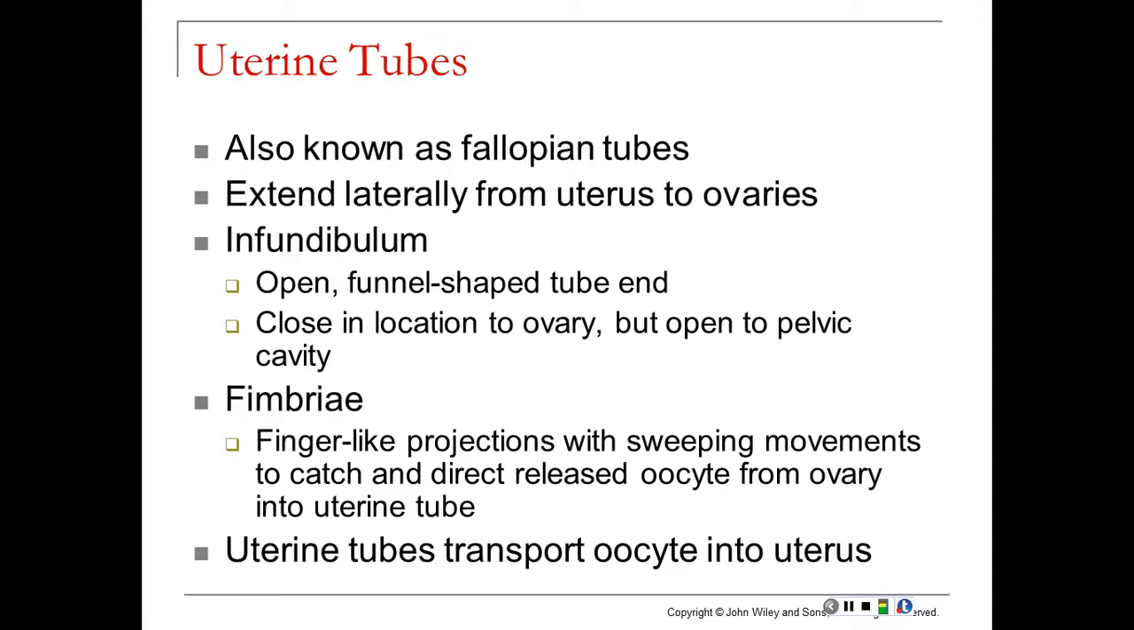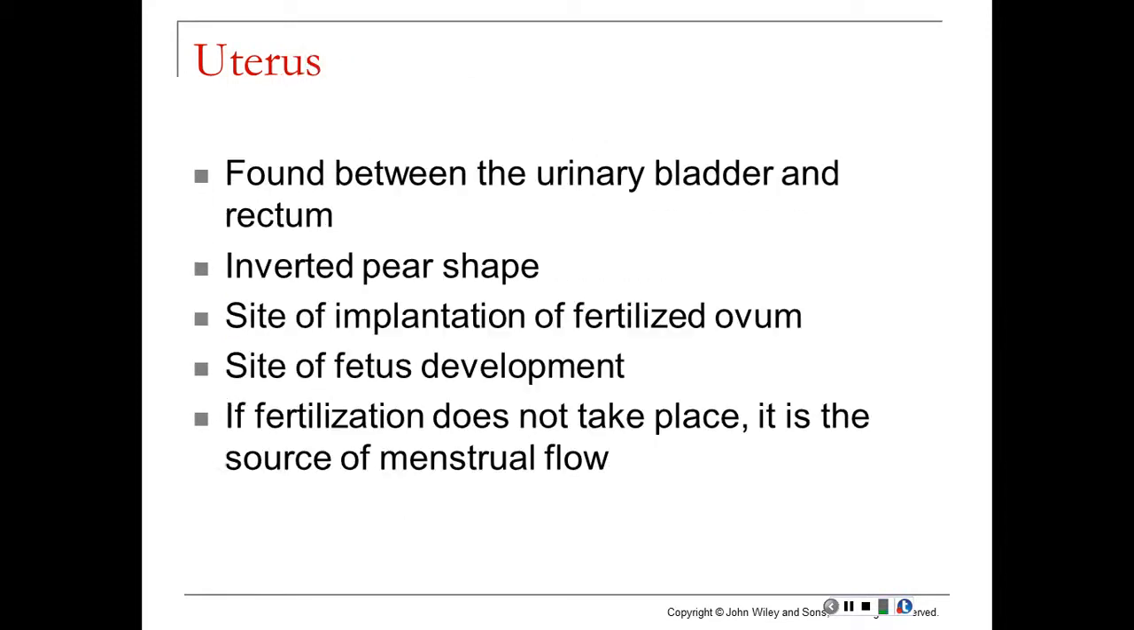So let's talk about the uterine tubes, also called the fallopian tubes. They go laterally from either side of the uterus. There's the infundibulum, which is that funnel-shaped end close to the ovary. And then there's the fimbriae, which are the finger-like projections, which have this sweeping movement to kind of catch and direct that oocyte from the ovary into the uterine tube. These uterine tubes or fallopian tubes transport the oocyte into the uterus.